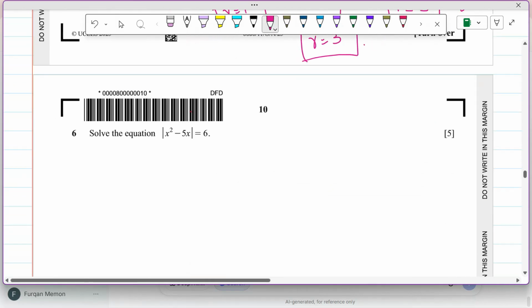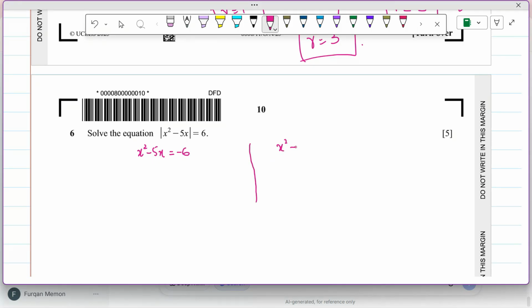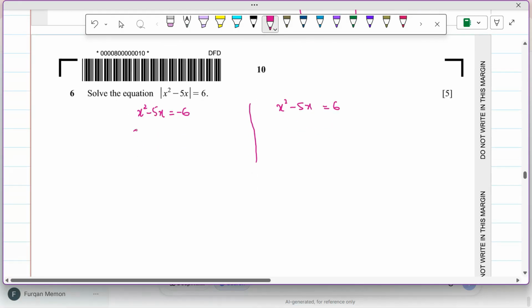Okay, let's move to question number 6. Solve the following equation: the absolute value of x² − 5x equals 6. So x² − 5x equals −6 for one case, and on the other side we will have x² − 5x equal to 6. One time we will take the positive value, the second time we will take the negative value.